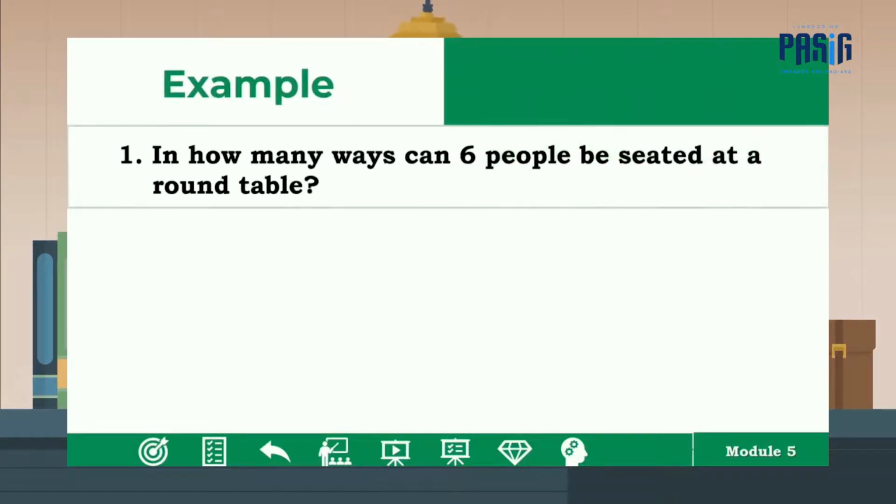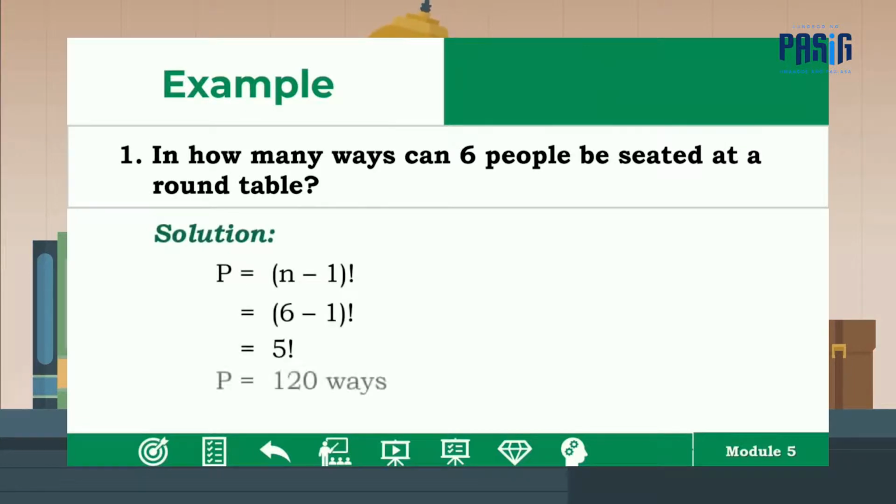Let's have first an example. In how many ways can 6 people be seated at a round table? P is equal to the quantity of n minus 1 factorial, wherein n is equal to 6. So, 6 minus 1 factorial, and 6 minus 1 is equal to 5 factorial. So, P is equal to 120 ways.